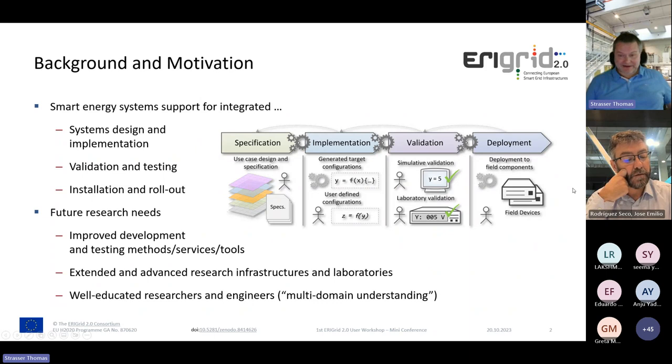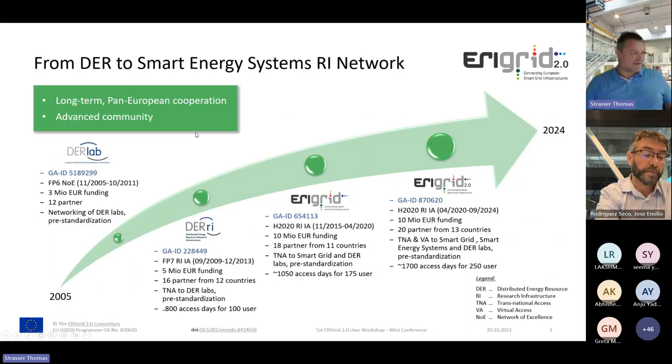We're working on that topic already for quite a long time, as this slide shows. We started our cooperation almost 20 years ago, around 2005, with the DELAB Network of Excellence that became later on the DELAB Association. It's also one of our partners in the ERIGrid project, and most of our ERIGrid project members are also part of the DELAB network. That was the starting point, besides some other projects, and there the focus was on networking of DR labs at that time and pre-standardization of testing methodologies.